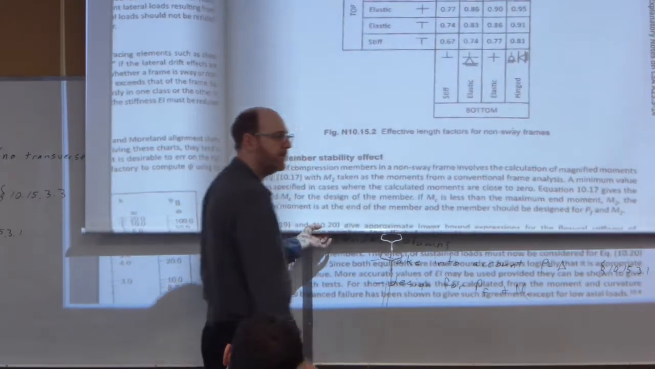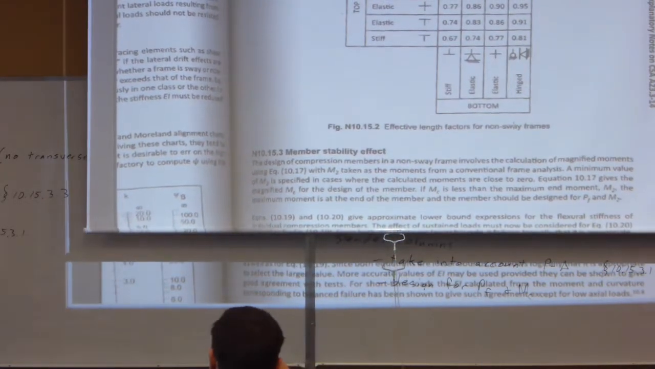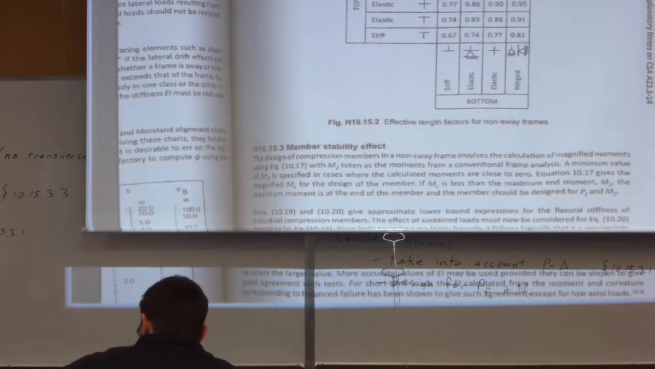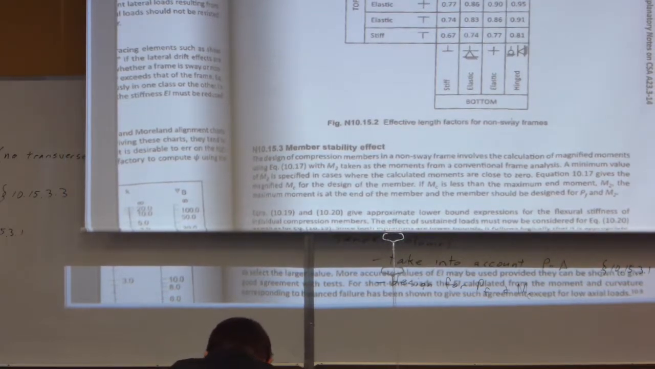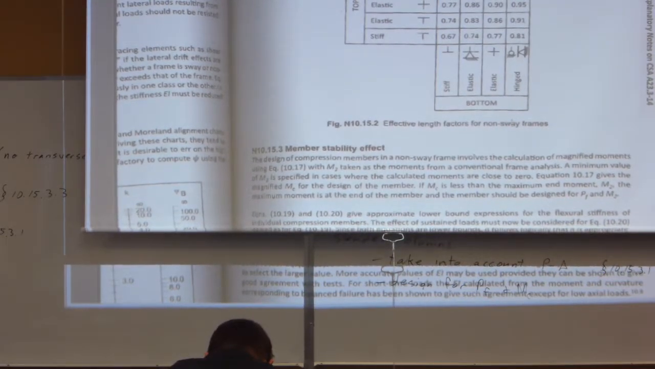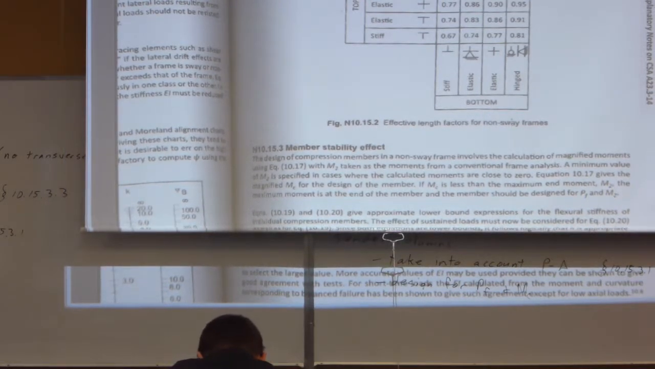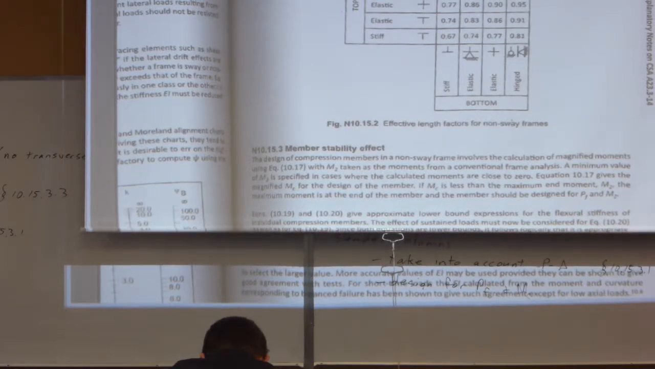Yes? I would have to look that up. LN is clear span. LU is unsupported length, yeah. LU would be unsupported length, versus LN, which is clear, so that's going from bottom of slab to top of slab. Okay. Yeah.